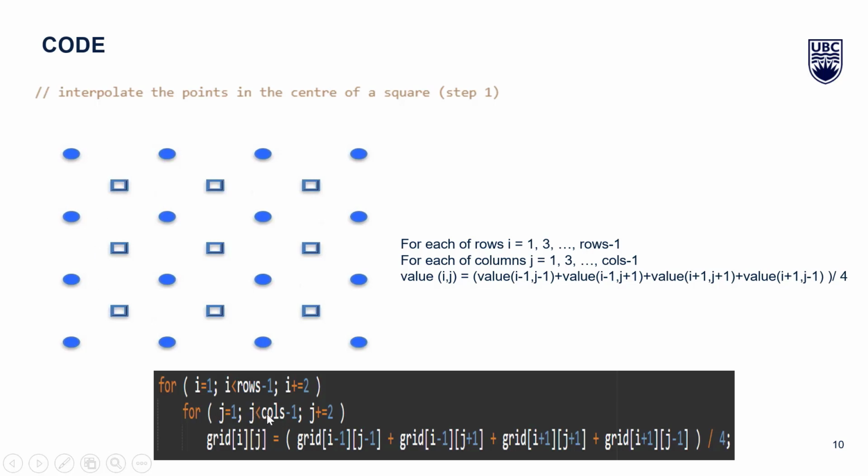Okay, the same for the columns. We start from column 1, and our condition will be if j is less than columns minus 1, as the last column for these points is equal to columns minus 1, and we increment between columns by 2 as you see here. After that, we can calculate the value of point ij using these equations by taking the average of the sum of the points around it. Okay, so this is our first step.